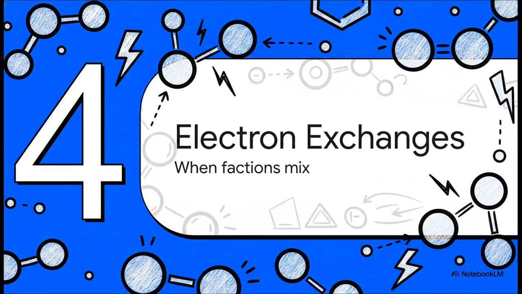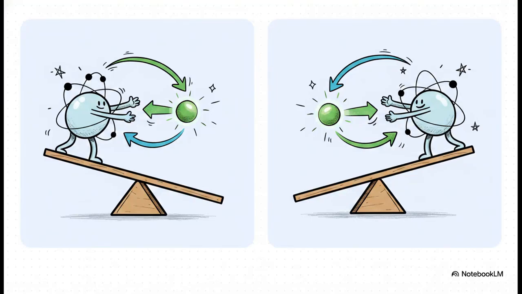All right, Section 4. Compounds and electron exchanges. Let's see what happens when these factions actually mix. Let's zoom in closely on the actual mechanics of these battles, the direct exchange of electrons. It's a beautiful push and pull relationship called a redox reaction, where one element's loss of an electron is perfectly balanced by another element's gain.